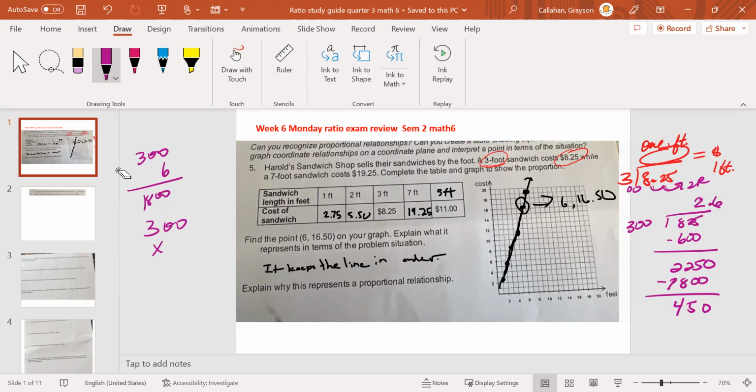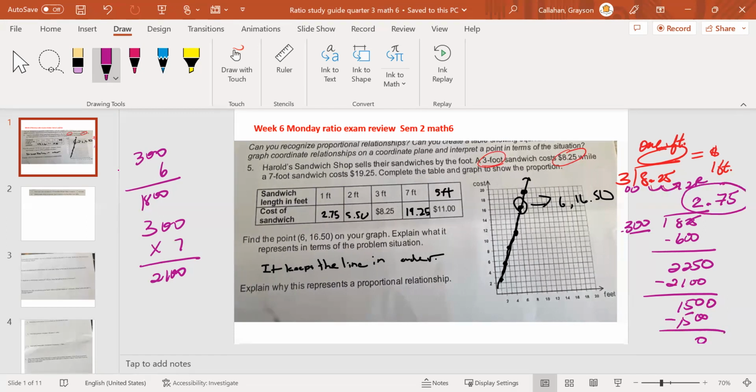Actually, I'm sorry. Hold on a second. That's not high enough. 450 is too big. So let's try 300 times 7. So that's 2100. When you subtract, you get 150. Put in another 0. It's going to be 5 because 3 times 5 is 15. There are 2 zeros. So then it gives you 0 for the remainder. So then you know that 1 foot costs $2.75.